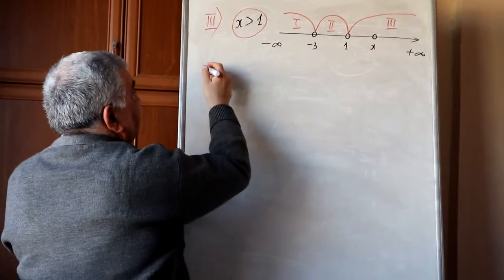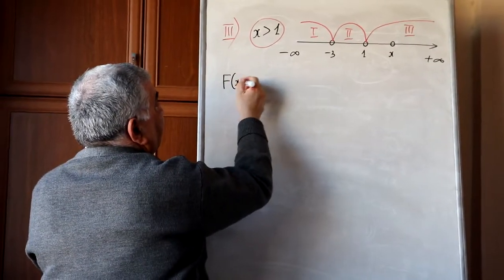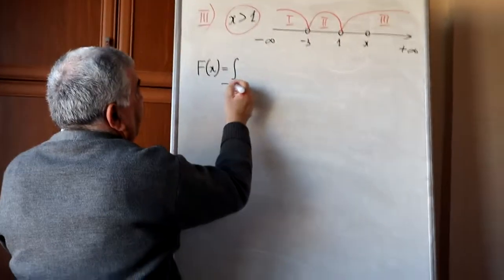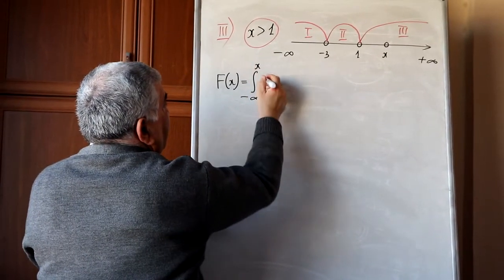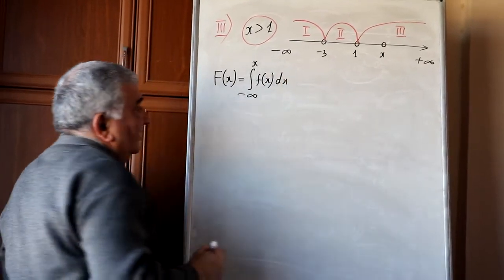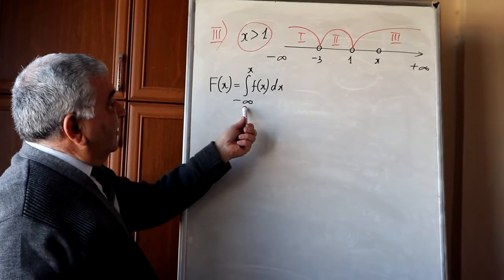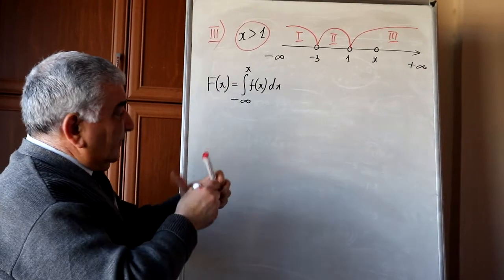Again, remember the expression for F capital of x. F capital of x is the integral from minus infinity to x of f little of x dx. Here, integration is made from minus infinity to x.